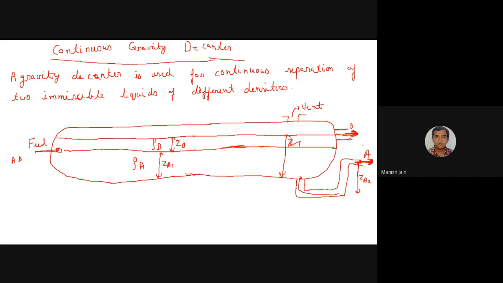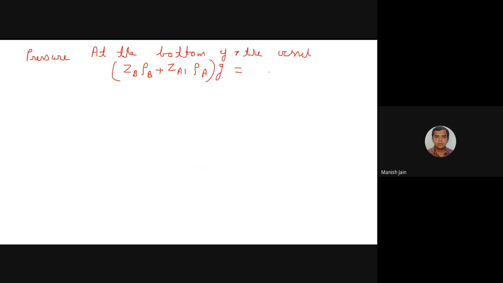So that should be equal to ZA2 multiplied by rho A multiplied by G. Now this G will be cancelled out. So you will get ZB rho B plus ZA1 rho A equal to ZA2 rho A.